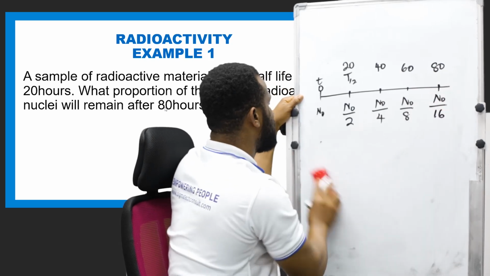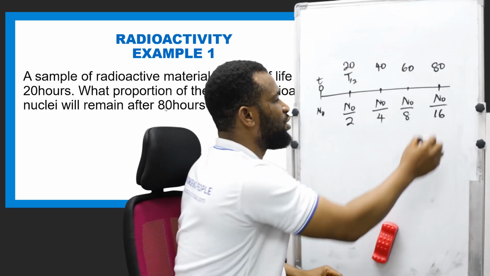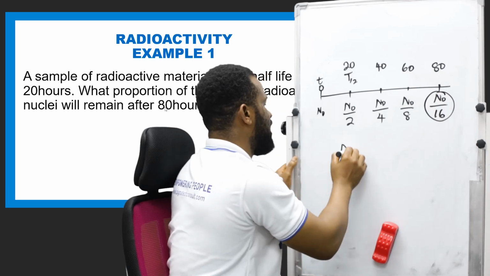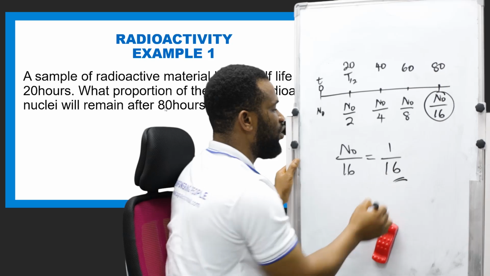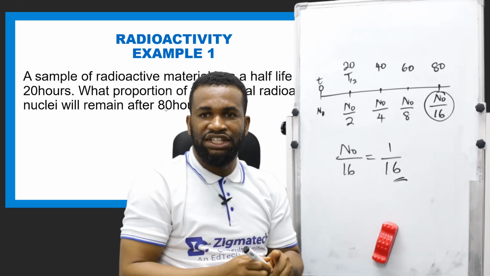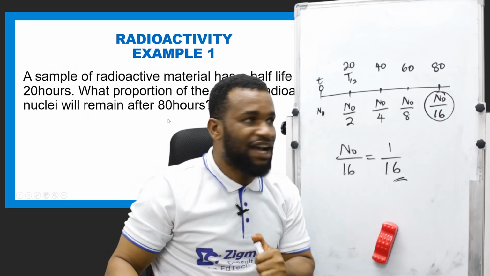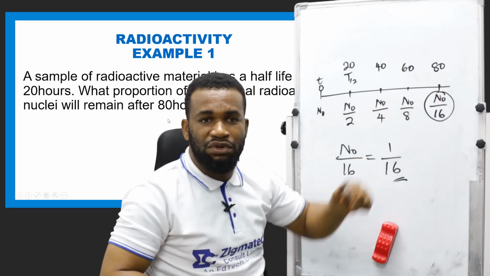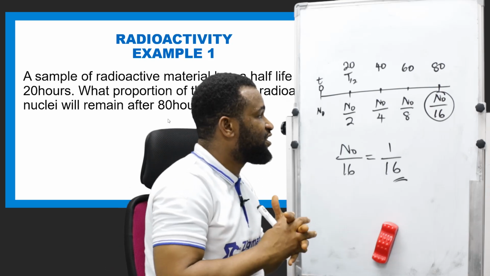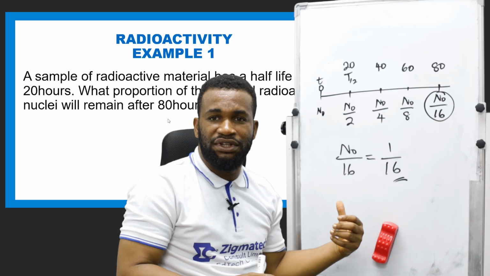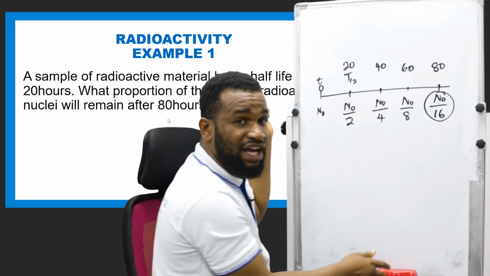Therefore, when the time has reached 80 hours, the quantity that is left is N naught over 16, which is the same as saying 1 over 16 of the original quantity is remaining after 80 hours. So this can be done. We can also use the formula which I have just proven to do this, but for the sake of simplicity, we are working with this. Because most of the time our students will say, so why not use that simpler approach?